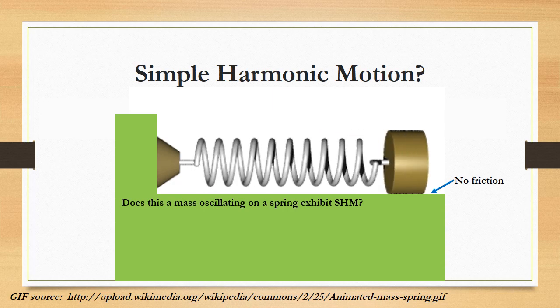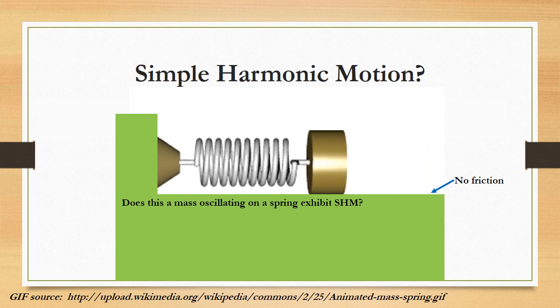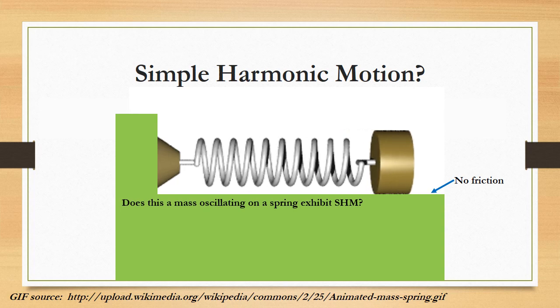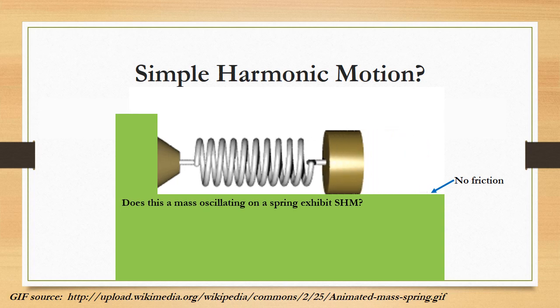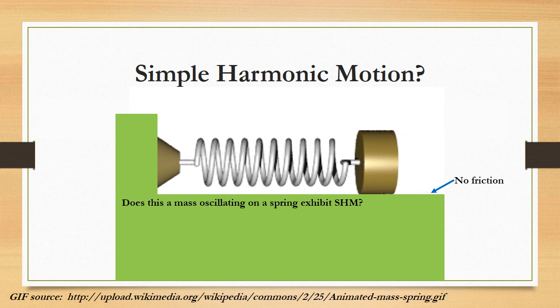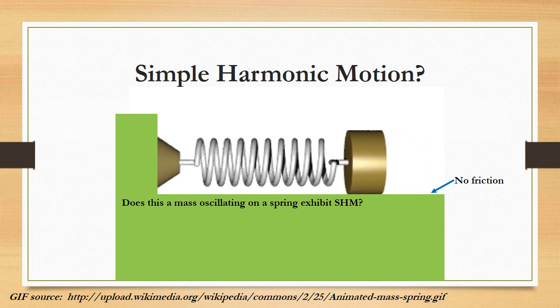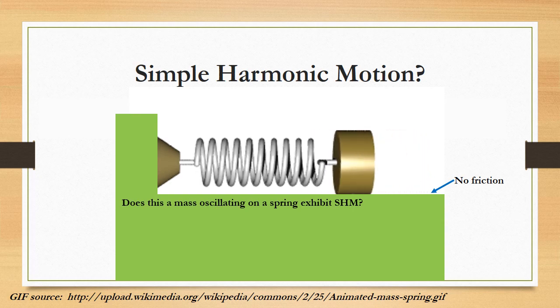And we're going to make one assumption that doesn't get stated here explicitly, which is that the mass of the actual spring is negligible compared to the disk that's oscillating on its end. So, how do we know if something exhibits simple harmonic motion? Well, your book has a good definition on page 394.